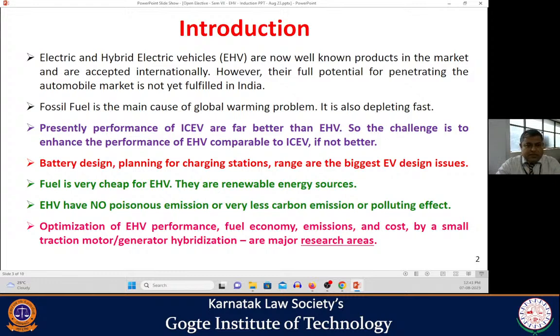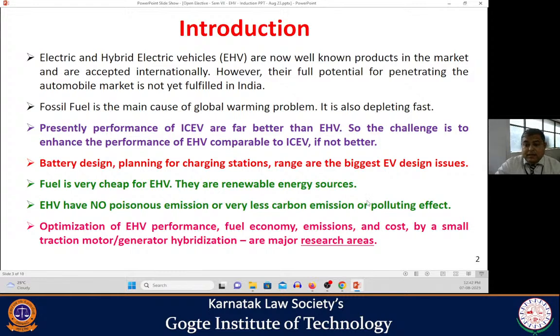What is the advantage of this EHV or EV? Fuel is cheap. They use renewable energy sources, because you can charge the EV, as our college has an electrical department, they have formed a grid, and from that grid you can charge your EV scooters, as students do. And the main point is, it is not poisonous. It does not emit anything into the air. That's why EVs have a very small carbon footprint, and the polluting effect is very low.